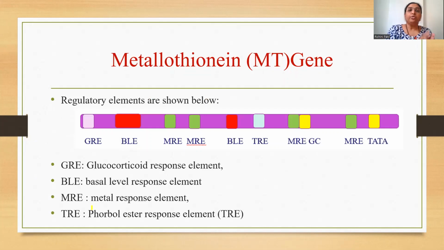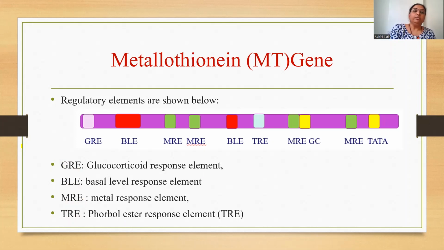Okay, so when you look at the regulatory elements of the metallothionein gene, you can find that there are about 4 response elements present: GRE, BLE, MRE, and TRE. GRE is a glucocorticoid response element, BLE is a basal level response element, MRE is a metal response element, and TRE is a phorbol ester response element.